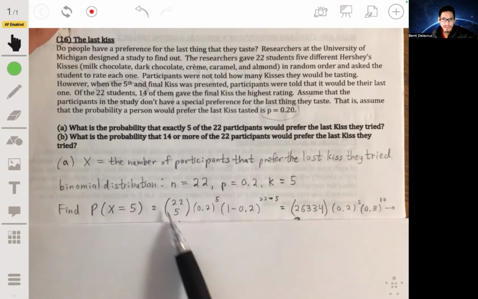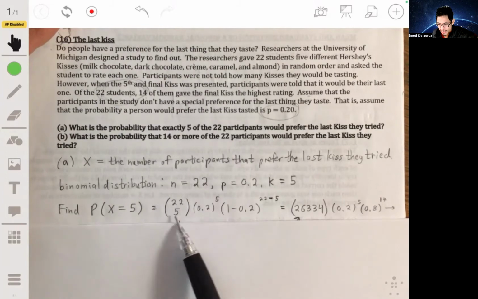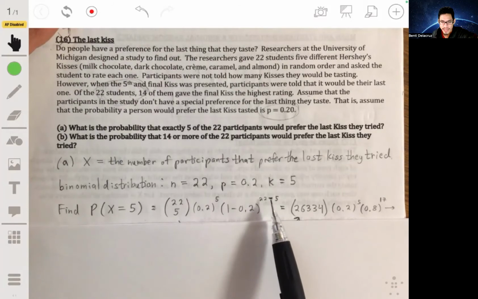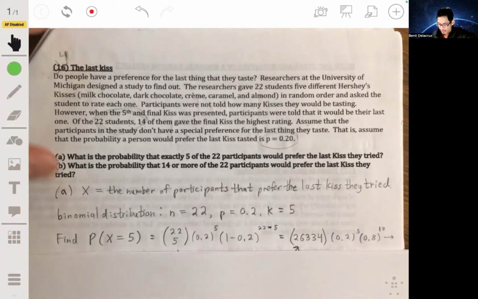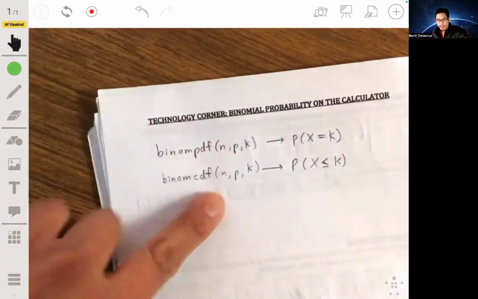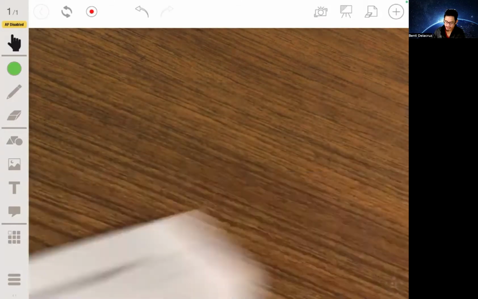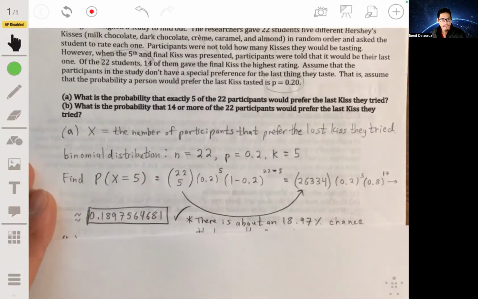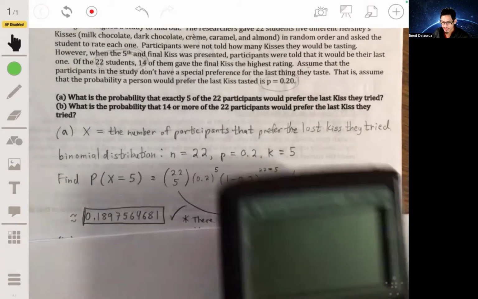Here's how it would be when we were doing it earlier. We would do n choose k times p to the k times 1 minus p to the n minus k, and do this by hand. It's fun and all, but now that we have this formula, we can run it quickly and use the binomial PDF function in our calculator. Here's what you would get by doing it by hand. But let's see if I do it with the calculator.